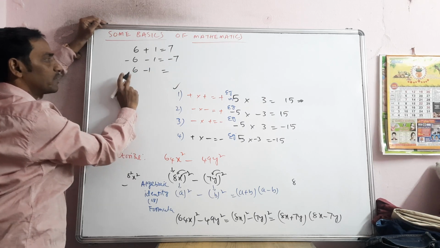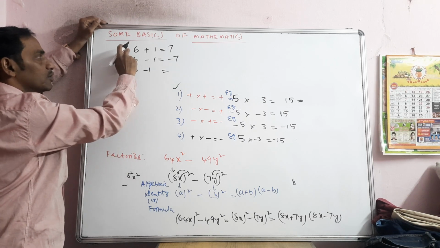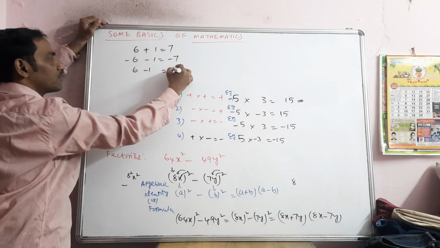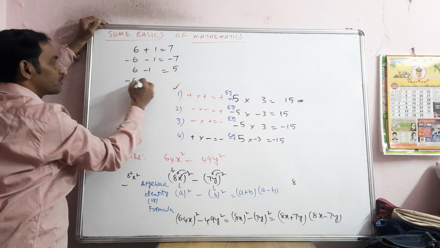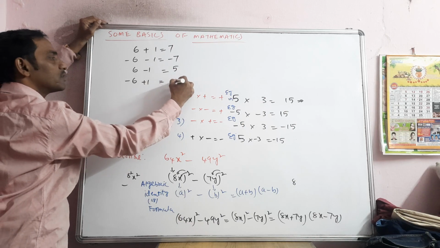Now what we'll do, we'll take plus 6 minus 1. If there is no sign beside 6, it means that a plus sign is there, on the first one also. So 6 minus 1 is 5. If minus 6 plus 1 is there, what will it become? It will become minus 5.